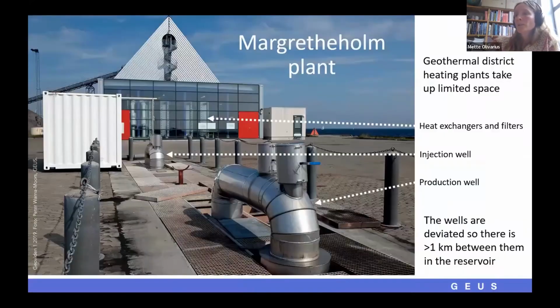And then one of the other plants is the Margrethe plant in Copenhagen. As you can see, it takes up very limited space. So it's also a good energy form in larger cities. And here are the building with heat exchangers and filters. And then the injection well is over here and the production well here. So in this case, the wells are deviated and are over 1 kilometer apart in the reservoir.